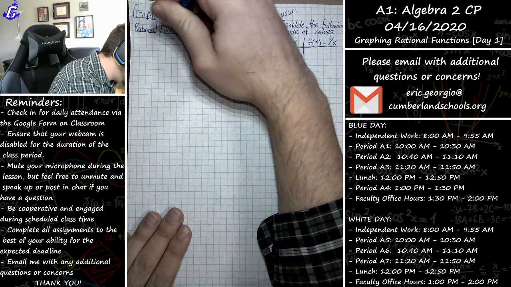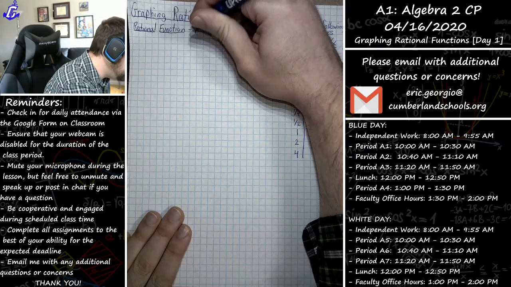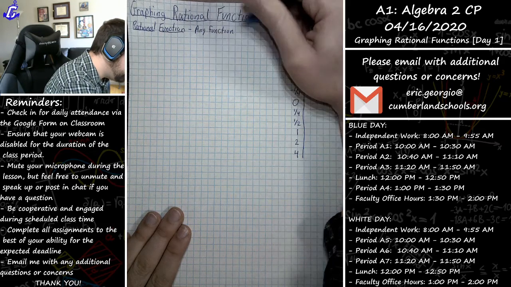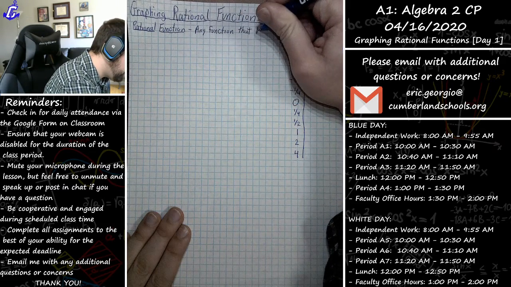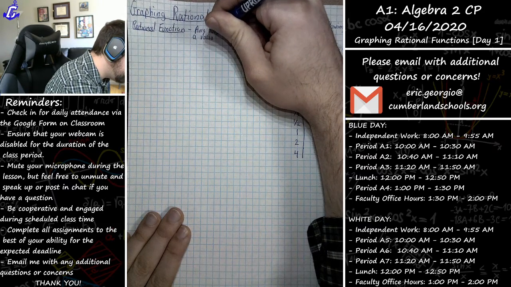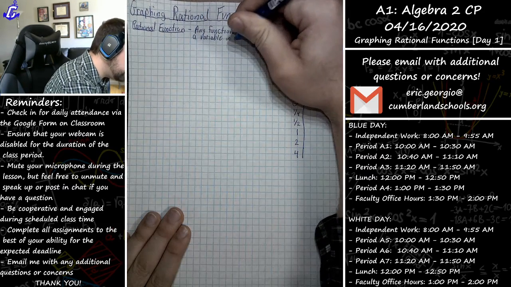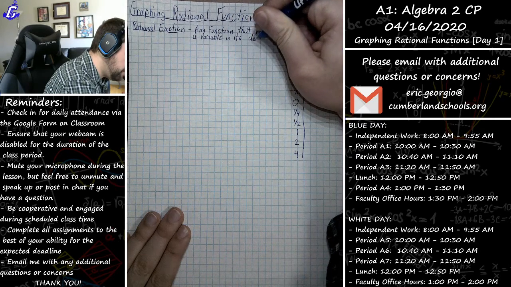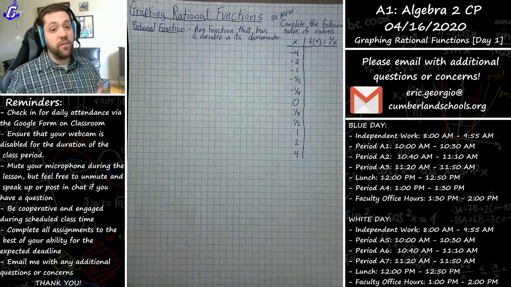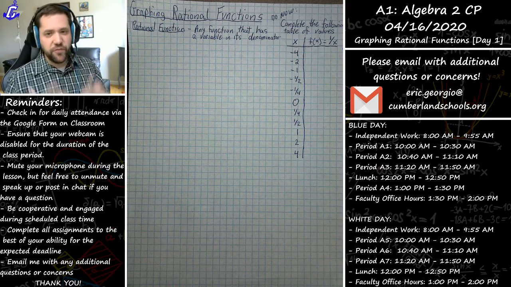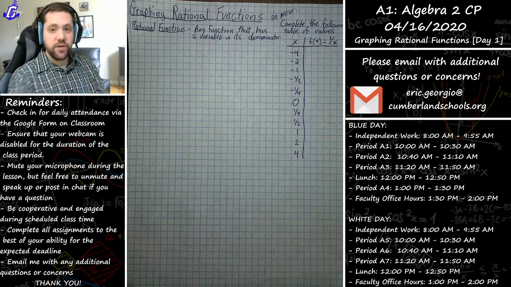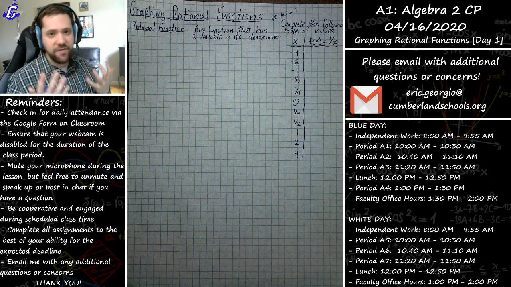When you say the word rational function, that means it's any function that has a variable in its denominator. So now we're going to be looking at essentially fractional functions where we see this value in the denominator containing a variable, right?